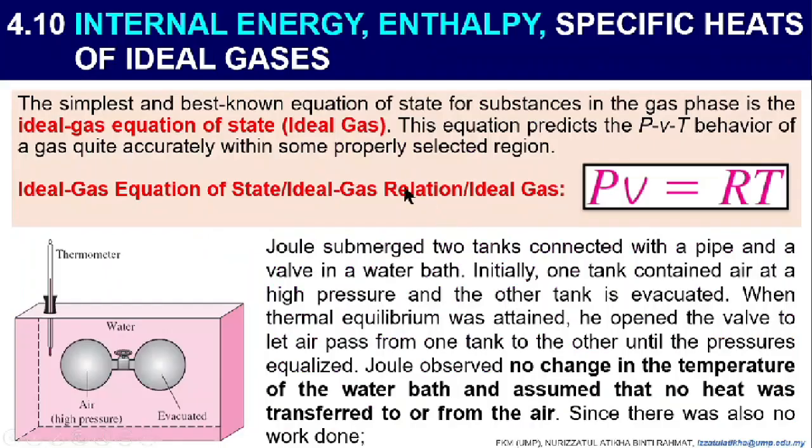Now we will continue on the internal energy, enthalpy, and specific heats of ideal gases. In chapter 3, we already learned about the ideal gas equation. The ideal gas equation is actually the simplest and best known equation of state for substances in the gas phase. This equation predicts the PVT behavior of a gas quite accurately within some properly selected region. Its name is ideal gas equation of state, or ideal gas relation, or ideal gas.